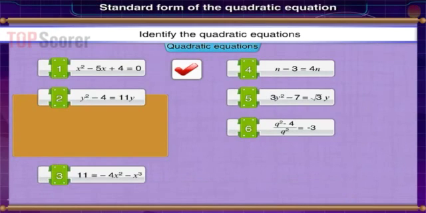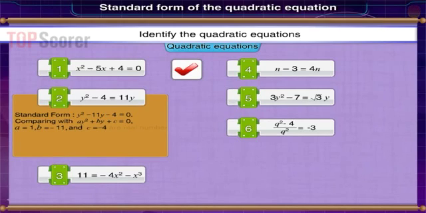Consider the equation y square minus 4 equal to 11y. First, let us write the equation in the standard form. The equation becomes y square minus 11y minus 4 equal to 0. Now, we will compare it with ay square plus by plus c equal to 0. What are the values of a, b and c? a is 1, b is minus 11 and c is minus 4.